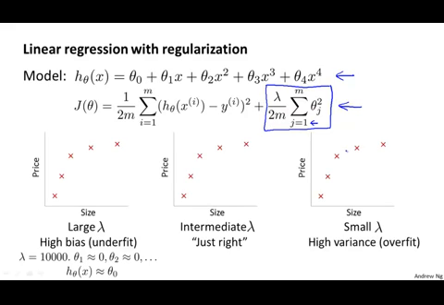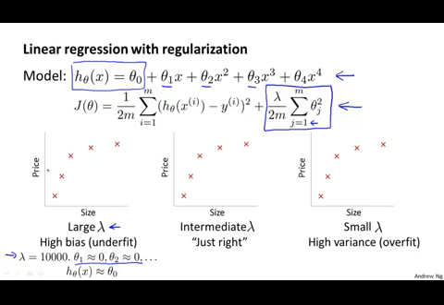Let's consider three cases. The first is a case of a very large value of the regularization parameter lambda, such as if lambda were equal to 10,000, some huge value. In this case, all of these parameters, theta 1, theta 2, theta 3, and so on, will be heavily penalized, and so we'll end up with most of these parameter values being close to 0, and the hypothesis will be roughly h of x approximately equal to theta 0.